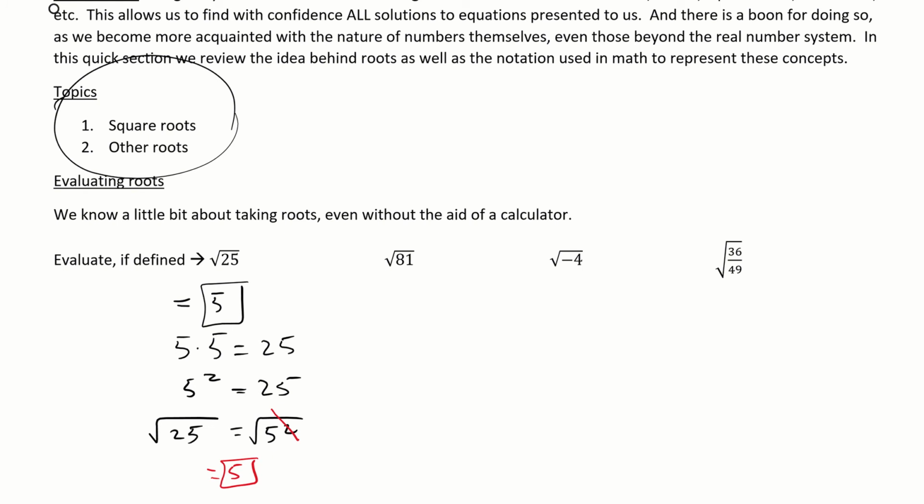We can do the same thing here. So for example, the square root of 81, we know what it is. But you know what? It's the square root of 9 squared. Ooh, let's be fancy. Cancel the square and square root. You get 9. That's cool.